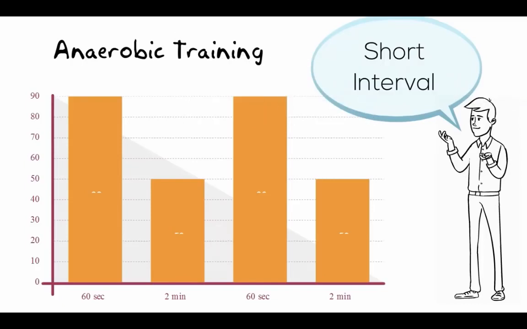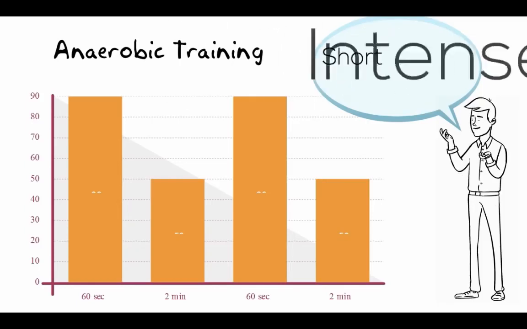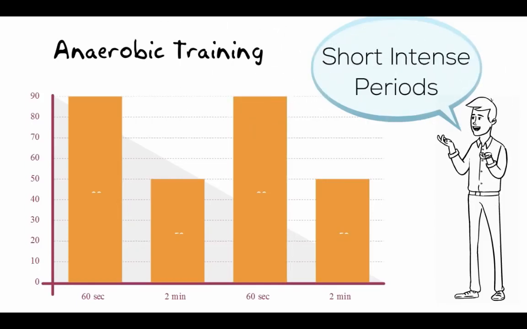For anaerobic training, you need to know the short interval training method. Though the ratio can change, this method normally has a 1:2 ratio with short, intense work periods and longer rest periods. This is the opposite of the long interval aerobic training method.